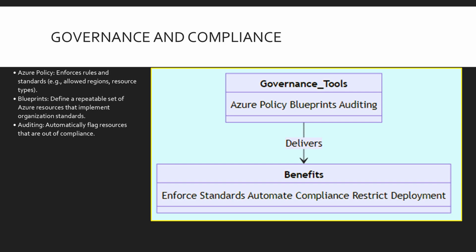Manageability also encompasses governance. In the cloud, you can use features like Azure Policy to enforce standards across your organization. For example, you can restrict deployment to specific regions or disallow certain resource types to control costs. Azure Blueprints allow you to define a repeatable set of resources and policies that implement your organization's standards, allowing development teams to rapidly build new environments with confidence that they are compliant. Furthermore, cloud-based auditing helps flag any resource that falls out of compliance, providing mitigation strategies to bring them back in line. This diagram links governance tools to their benefits.